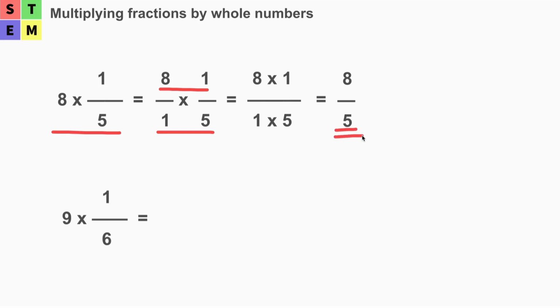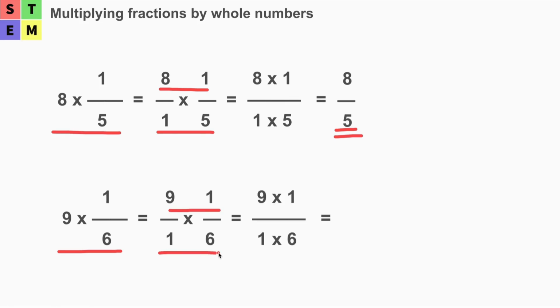Next example, we have 9 times 1 over 6. Quite similar to what we've done above. So let's take a second and let you think about how we can do that here. Now 9 equals what? 9 equals 9 over 1, right? 9 over 1, and then we have this. So we're going to calculate that, and that brings us to 9 times 1 over 1 times 6, okay? Which is 9 over 6.